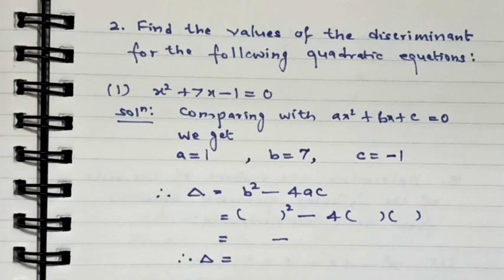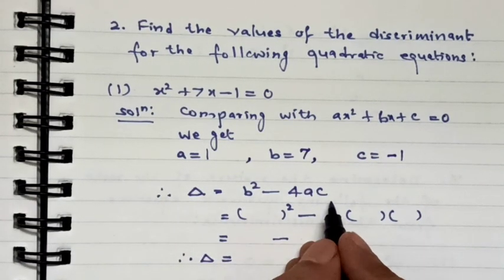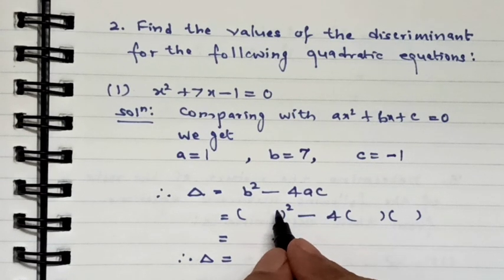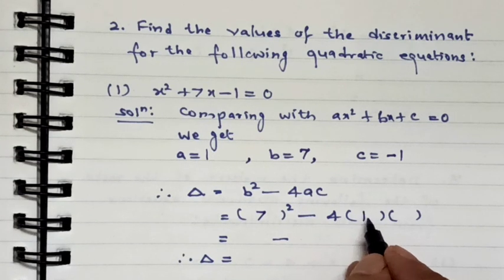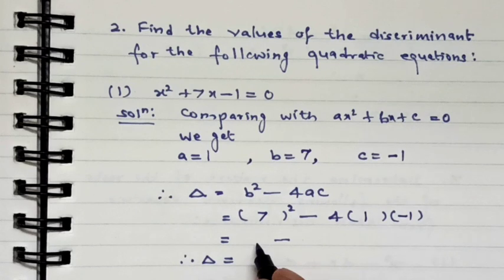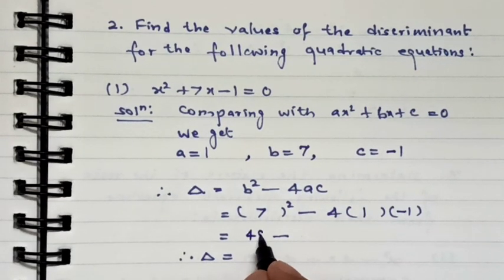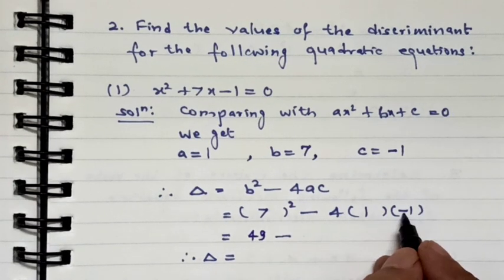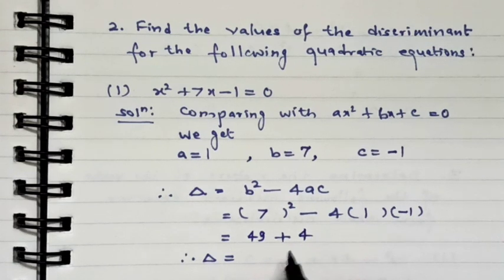Once you get a, b, c, put the value to get delta, that means b square minus 4ac. b is 7, so write 7, 4 is 4, a is 1 and c is minus 1. So you will be getting 49, and this minus gets plus 4, and that will give you 53. So your answer is 53.